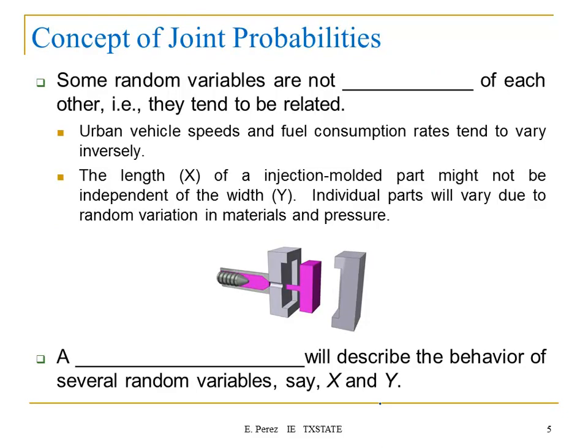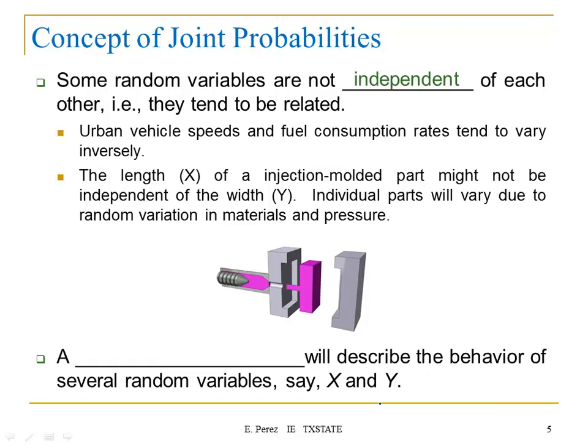And basically, you need to know that some variables are not independent of each other. They tend to be related somehow. For example, urban vehicle speeds and fuel consumption rates tend to vary inversely. So the more you drive, the more fuel consumption rates, or if you ride your vehicle at higher speed, you know that your fuel consumption is going to be higher.